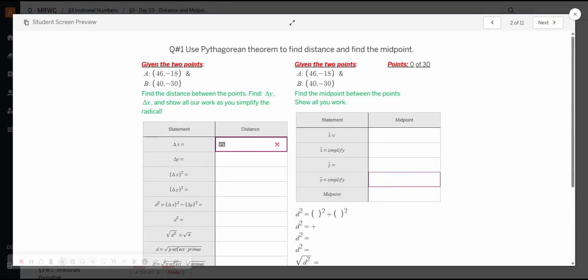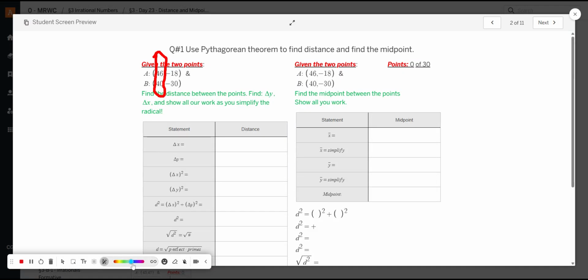Okay, so we're trying to find the distance, and what you're going to do is find, first of all, delta x, which is the difference between the two x ordinates. So let's be very clear about what x ordinates are. These are the x ordinates, and these are the y ordinates. So these are the x, and these are the y.